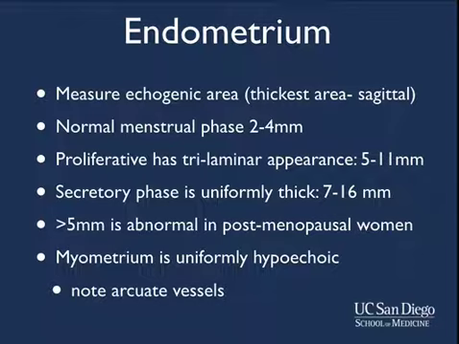When we look at the myometrium, it should be uniformly hypoechoic, and we will notice anechoic structures with blood flow in them, which represent the arcuate vessels within the myometrium.